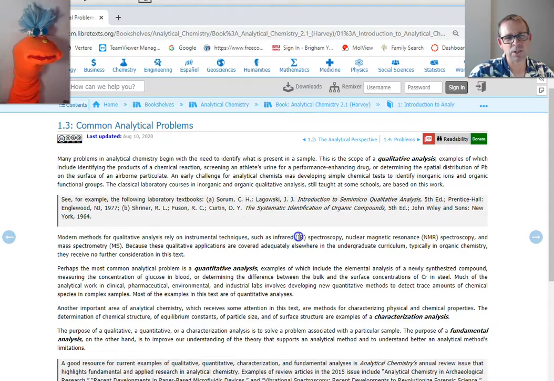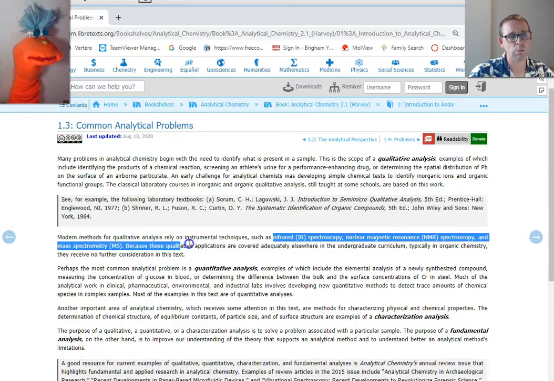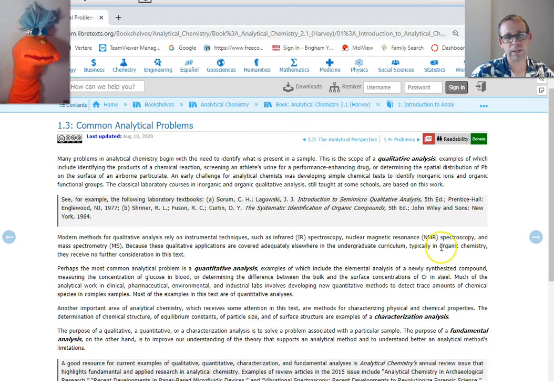In this section here, it talks about a couple of modern methods for qualitative analysis called infrared spectroscopy, nuclear magnetic resonance spectroscopy, or mass spectrometry, all of which are really important techniques to understand. However, this analytical text is kind of assuming that these techniques have been provided for you previously, specifically probably in an organic chemistry class.